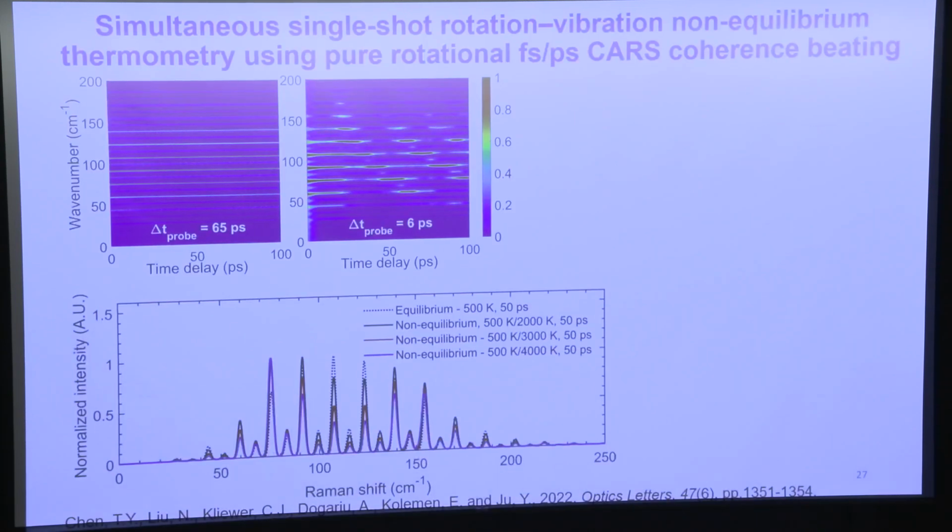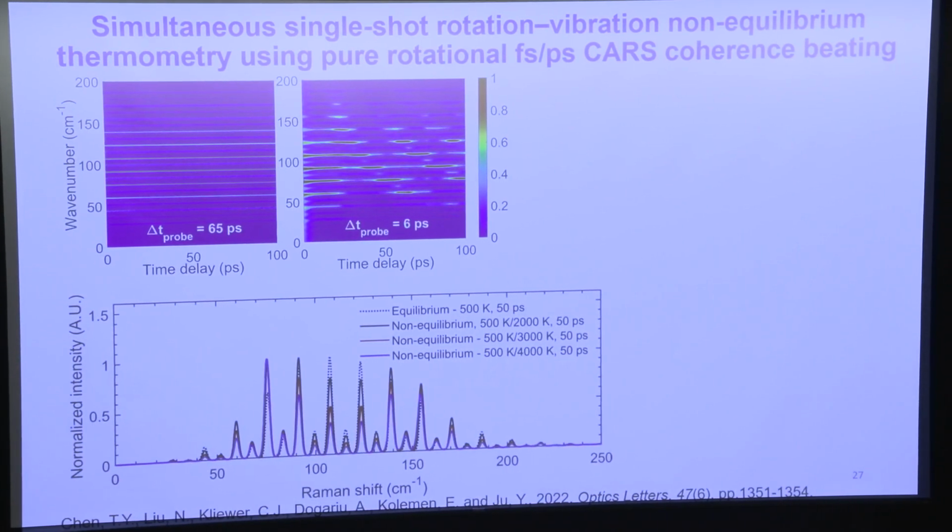The other thing is how we can measure the non-equilibrium using this kind of coherent beating. For example, if you have a probe laser that is a 6 picosecond laser, then you need to buy a separate picosecond laser, right? What if I only have a femtosecond laser? I can use optics to delay and generate a 6 picosecond laser.